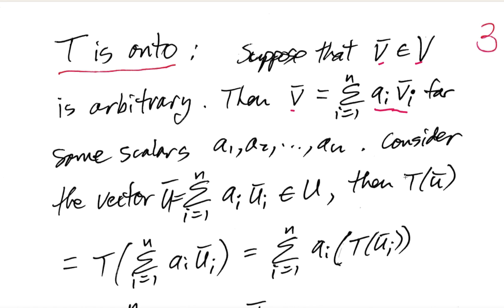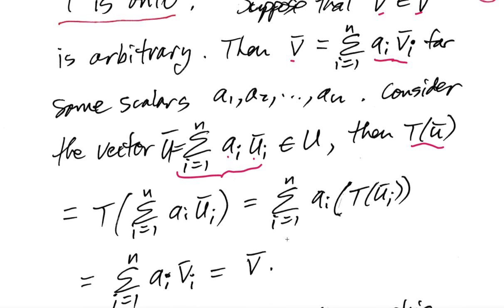Consider the following vector u. U is obtained just by taking all these a's and sticking them onto the u's instead of the v's. Just consider that vector for a second. U bar is defined this way. Then what would T of u bar be? T of u bar would be T of the summation.